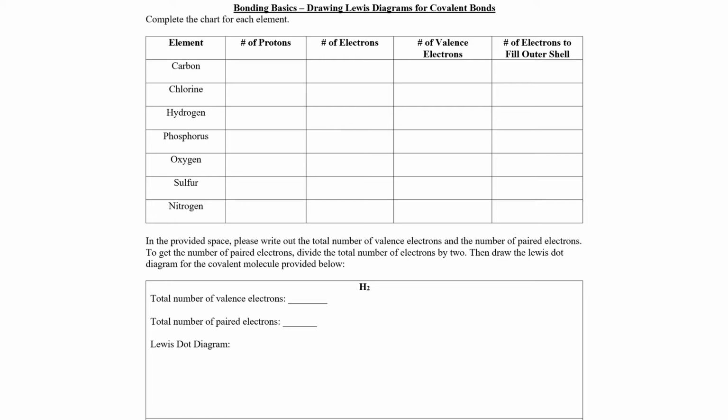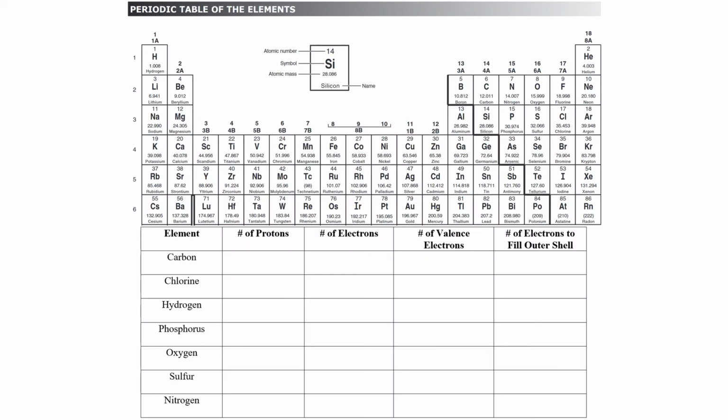So we're going to go over how to draw Lewis diagrams for covalent bonds. Let's fill in this table first using the periodic table. I'm going to fill in the first three.